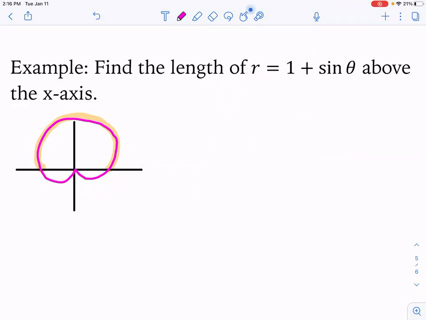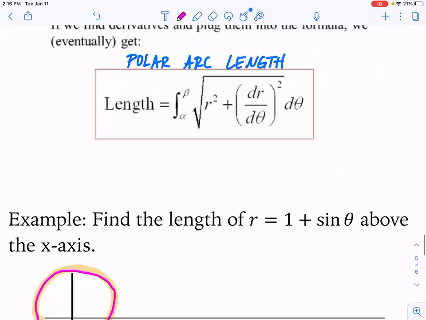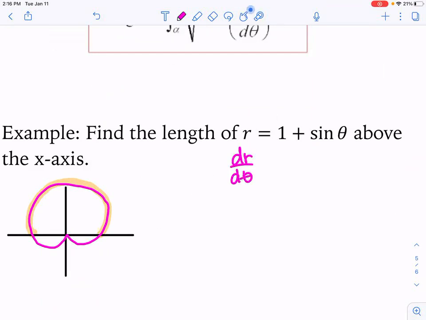Okay. All right, so when we are finding arc length, we need dr d theta. What would dr d theta be? Okay, thank you. Cosine theta wasn't a hard question. Okay, be confident. I believe you.